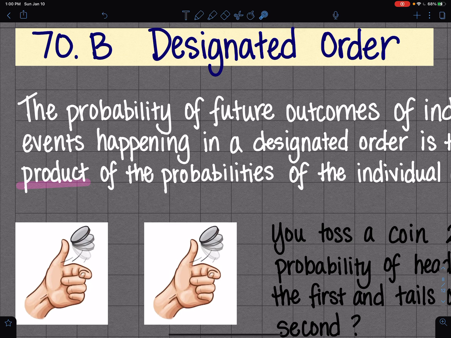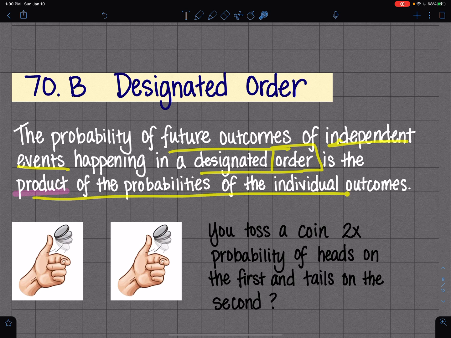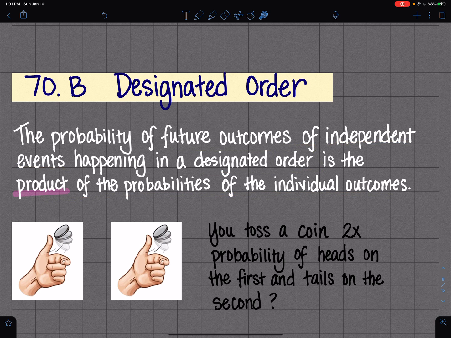Okay, now the second part of this lesson does also have something to do with probability, so it's along the same line of thinking, and it's kind of interesting, I think. It says the probability of future outcomes of independent events happening in a designated order, so order is a key word, is the product of probabilities of the individual outcomes. So now it wants to know, what's the probability of getting heads and then tails?